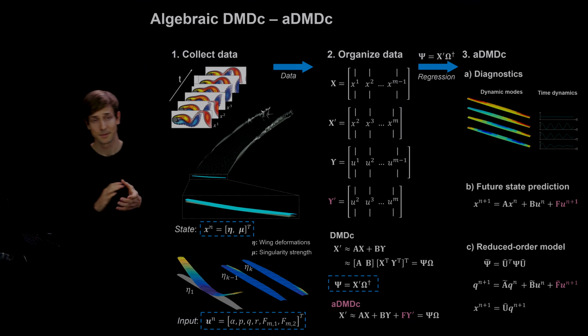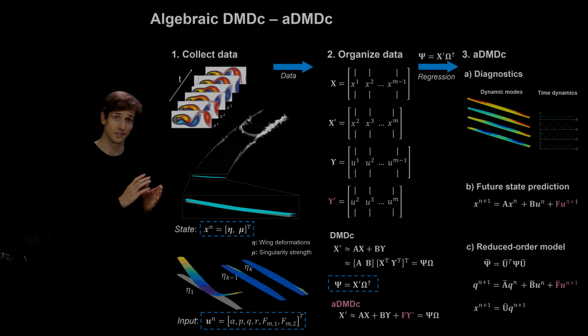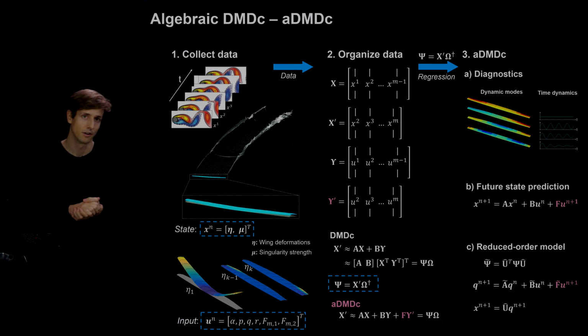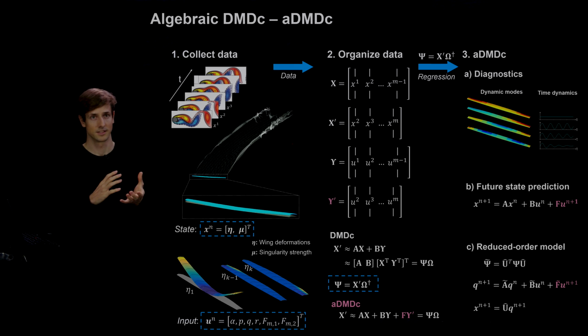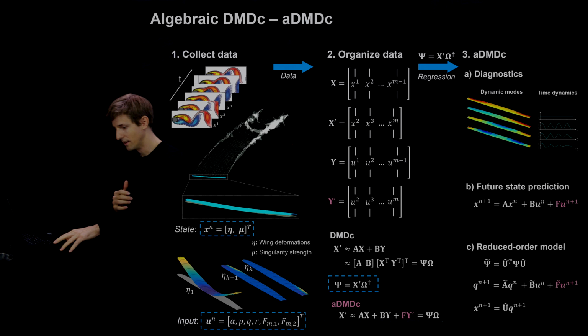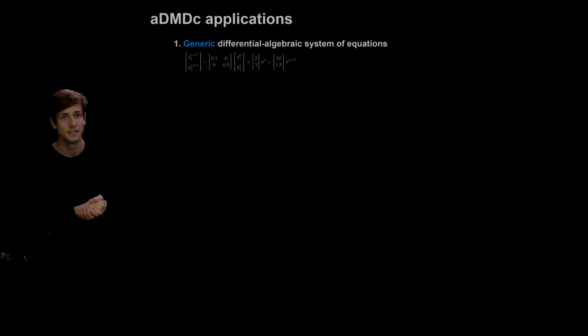And what is really nice about this method is that we can still go between those reduced states to the full physical states by using our dominant SVD modes of the output space X prime. Okay, so this is how we define and build our DMDC or ADMDC model.